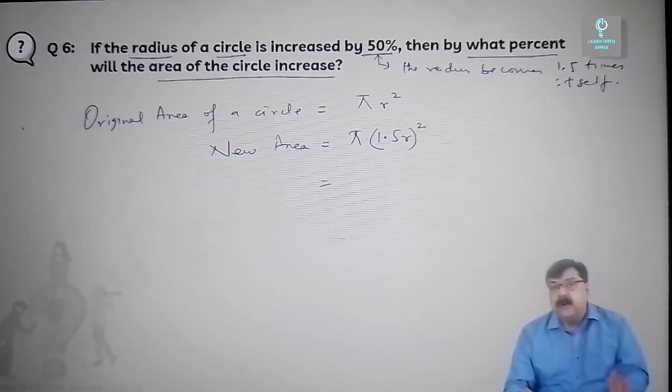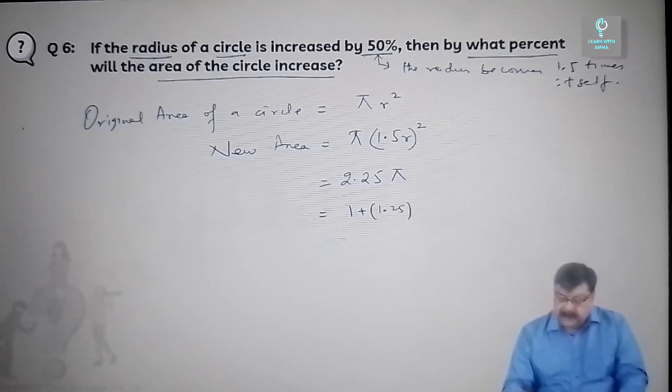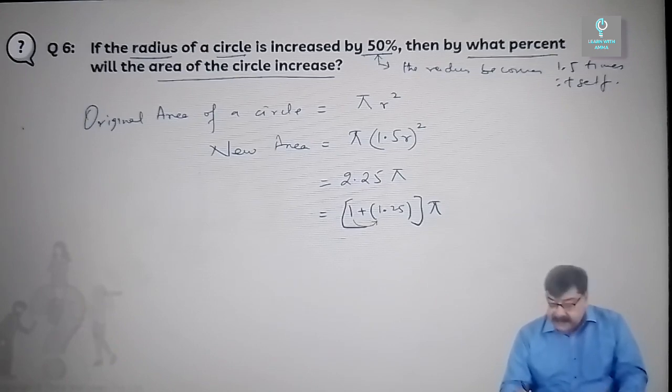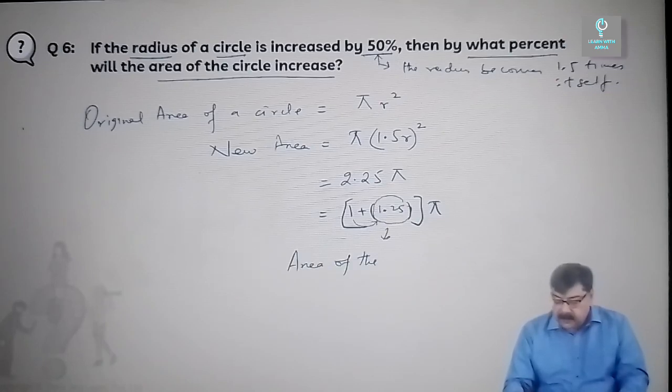So, it becomes 1.5 square is 2.25 and this times pi. So, this here is 1 plus 1.25 times pi, as we have learned in the percentages. Whatever comes after 1 in the decimal, that much is the increase. So, this is the increase. So, area of the new circle increases by 125%.